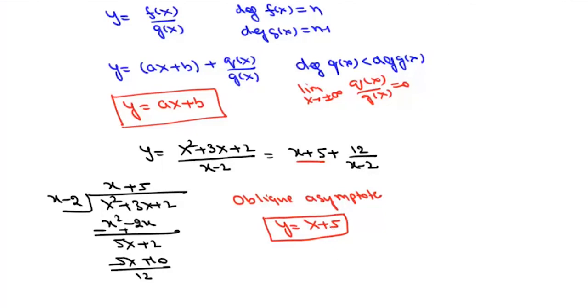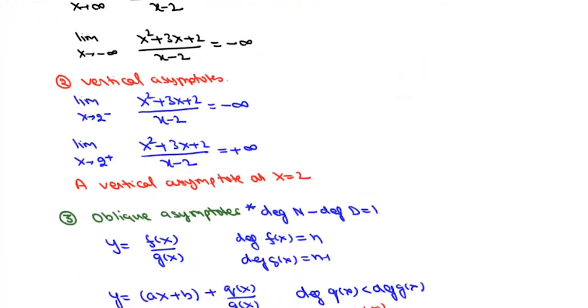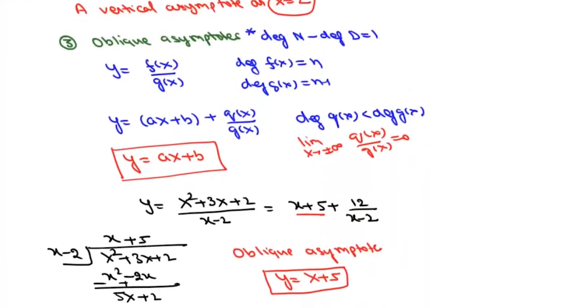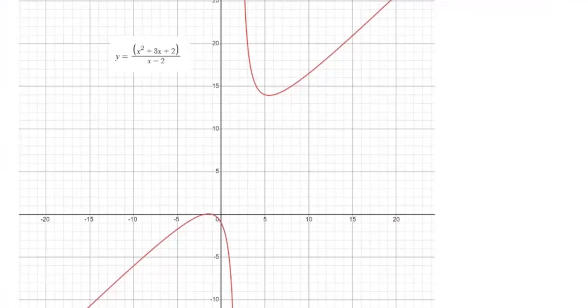So here in this case, we do not have any horizontal asymptote, but we have a vertical asymptote at x equals 2, and we have an oblique asymptote at y equals x plus 5. Now if we look at the graph of this function in Desmos, we can see there is no horizontal asymptote, as when x tends to minus infinity, this graph approaches minus infinity, and as x tends to plus infinity, this graph approaches plus infinity. So there is no horizontal asymptote.